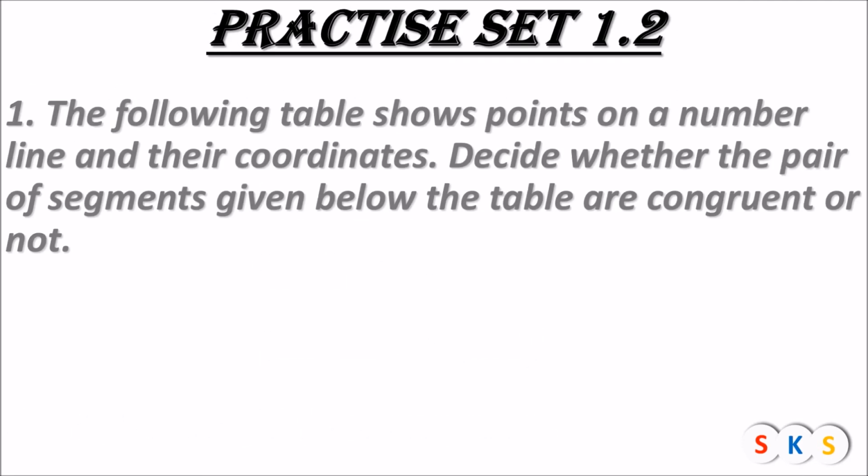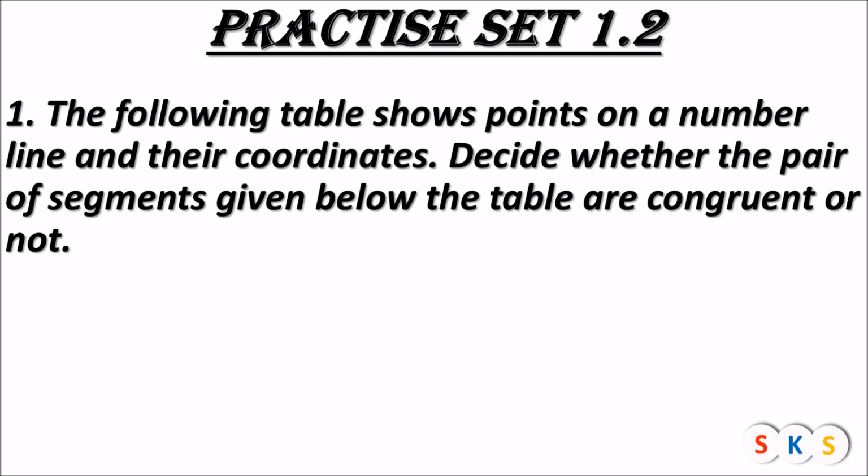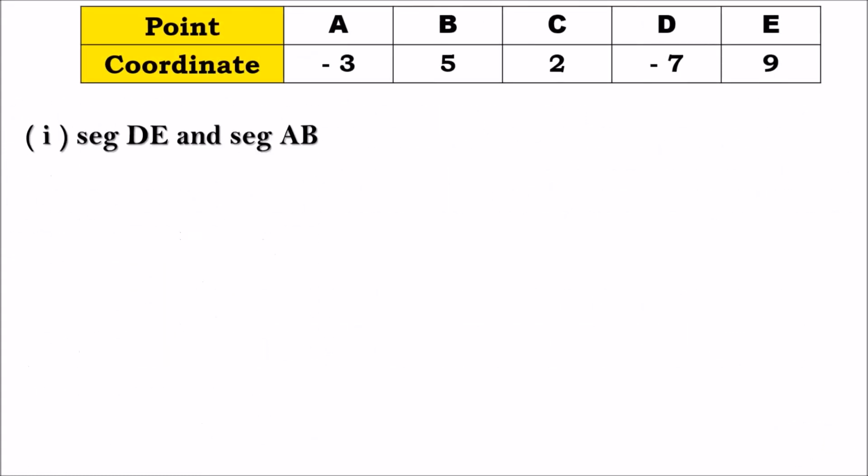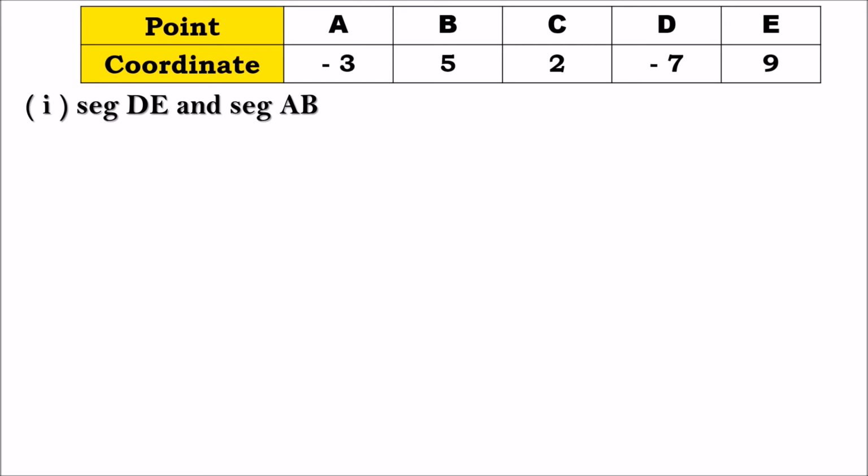Now we will see practice set 1.2. Here we have the first question. The following table shows points on a number line and their coordinates. Decide whether the pair of segments given below the table are congruent or not. You can see this table. It contains points and their coordinates. Using this table, we have to do the first sum: seg DE and seg AB. Here we have to check whether seg DE and seg AB are congruent to each other or not.